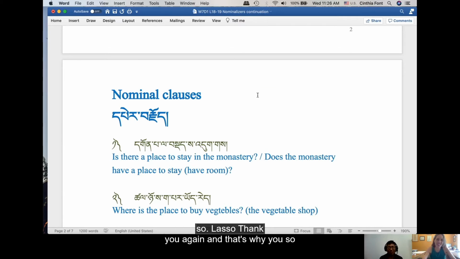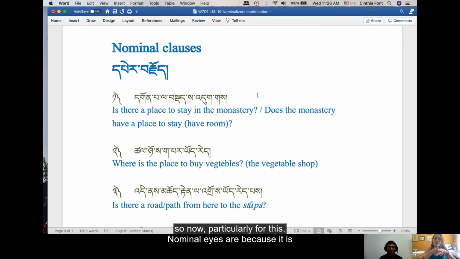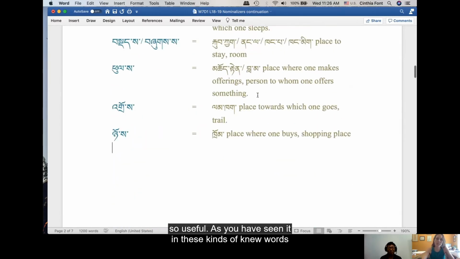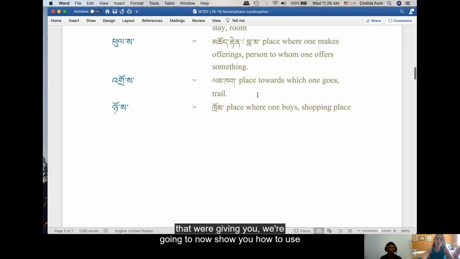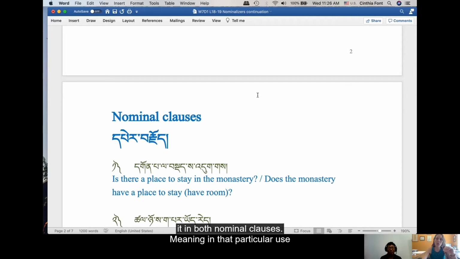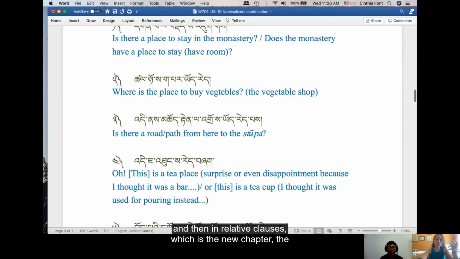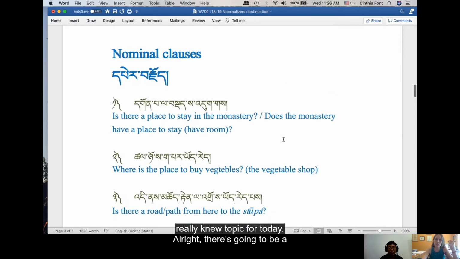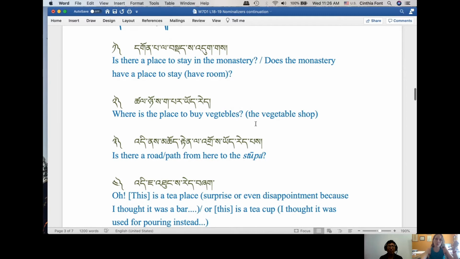Thank you again, La. That's very useful. So now, particularly for this nominalizer, because it is so useful, as you have seen it in these new words that we're giving you, we're going to now show you how to use it in both nominal clauses, meaning in that particular use, and then in relative clauses, which is the new chapter, the really new topic for today. All right, there's going to be a difference in the grammatical use of these two, so please bear with us. So here are some nominal clauses that Genla will read for you.